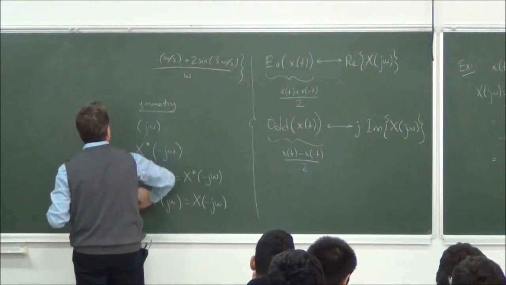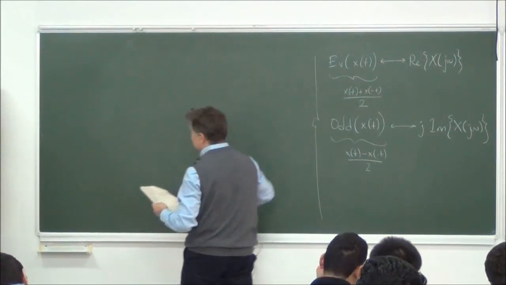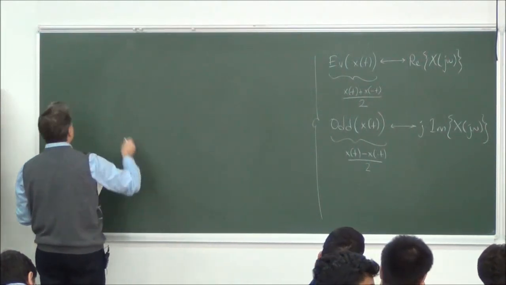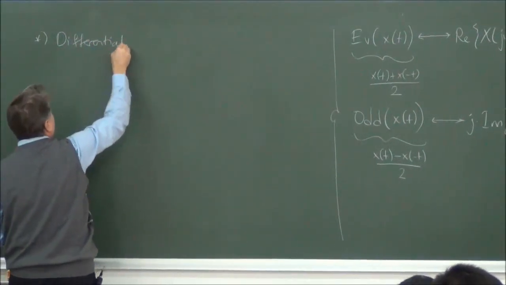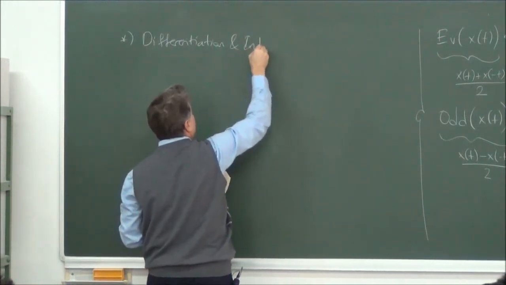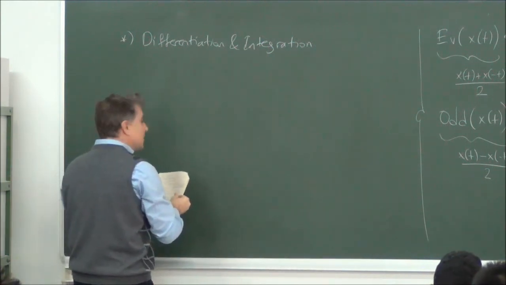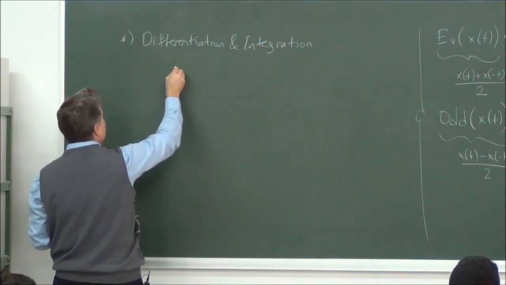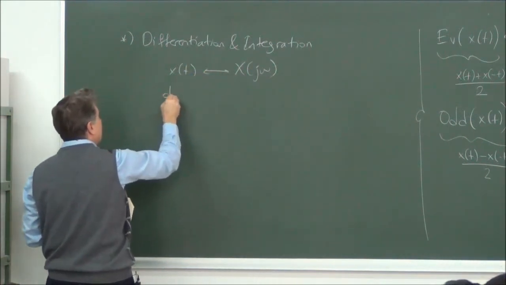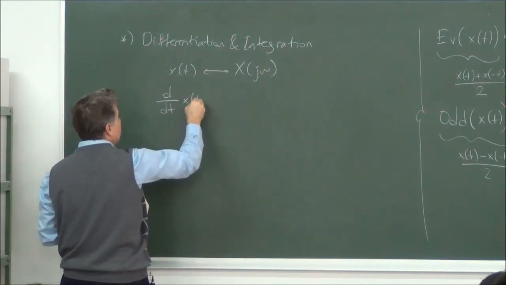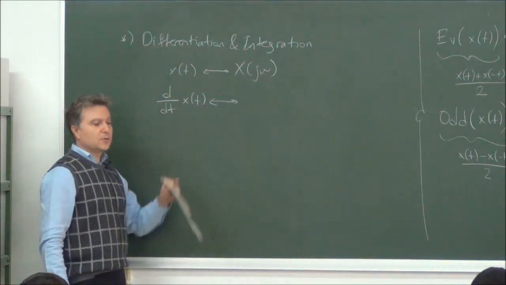For today, the last property, the properties won't be finished at this point, but I will proceed as much as the time permits. It's differentiation and integration. Well, we already know this property, sort of. If x of t has a Fourier transform of x of j omega, when you take the derivative of that, can you guess what the Fourier transform will correspond to in terms of x of j omega?